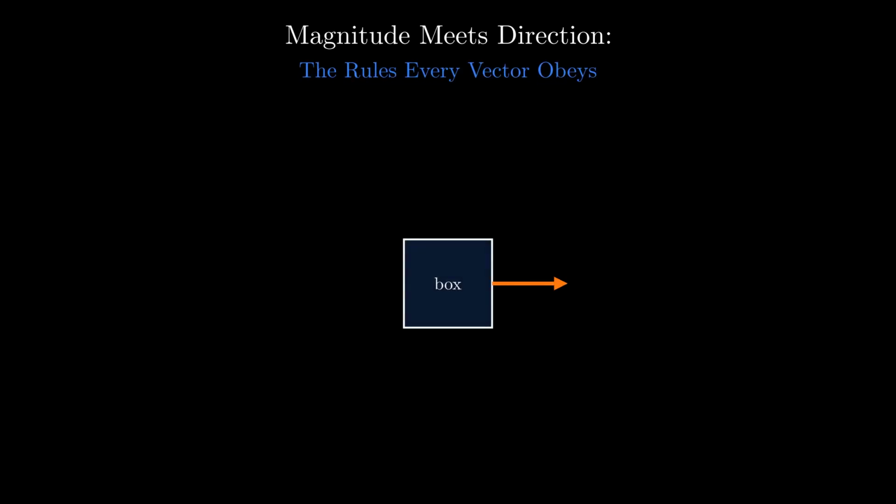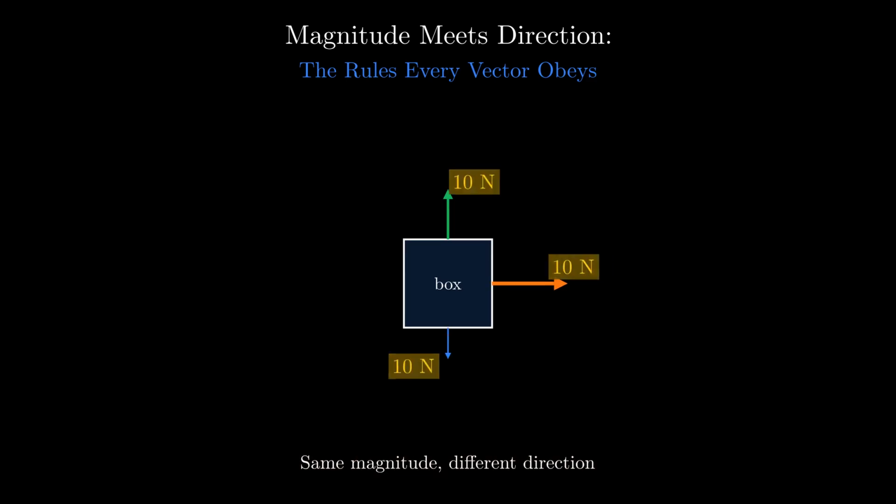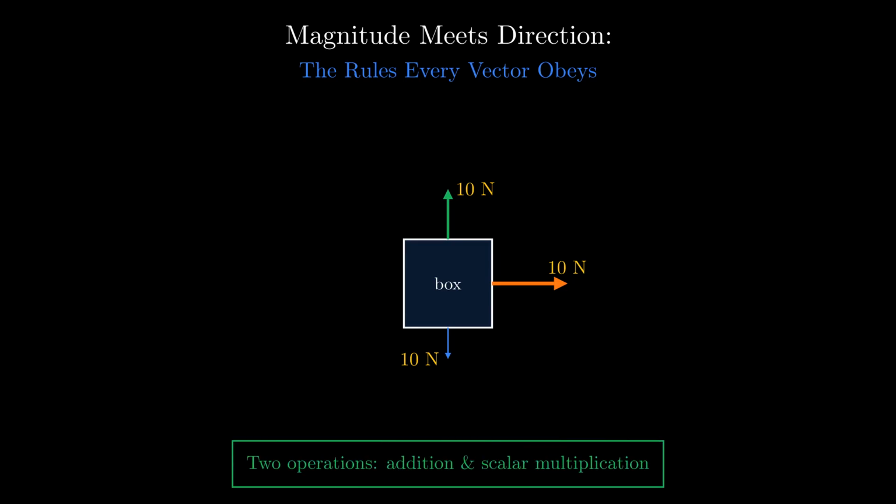Push a box with a force of 10 newtons. That number alone tells you almost nothing. Push it which way: up, sideways, into the floor? Some physical quantities need a direction to mean anything. Those quantities are vectors, and they follow precise rules. Today we define vectors and the two operations they obey.